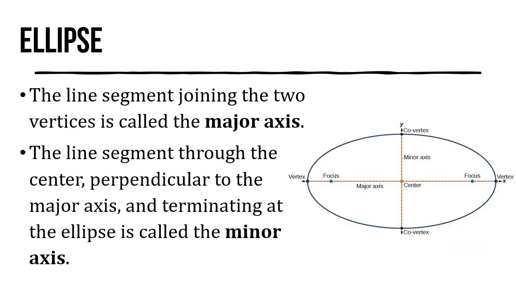The line segment joining the two vertices is called the major axis. So take a look at that. And the line segment joining the two co-vertices is called the minor axis. The line segment through the center, perpendicular to the major axis and terminating at the ellipse, is called the minor axis. The endpoints are the co-vertices.